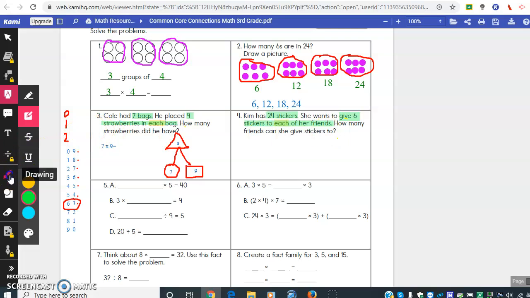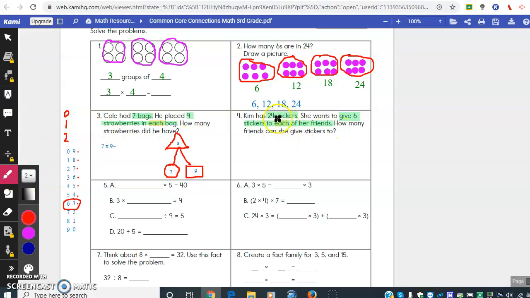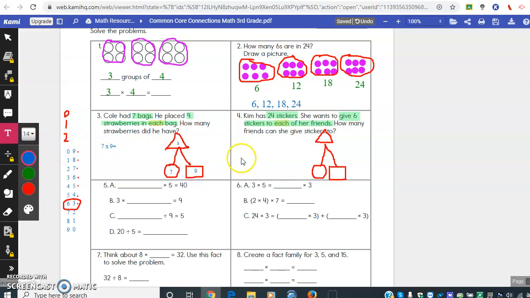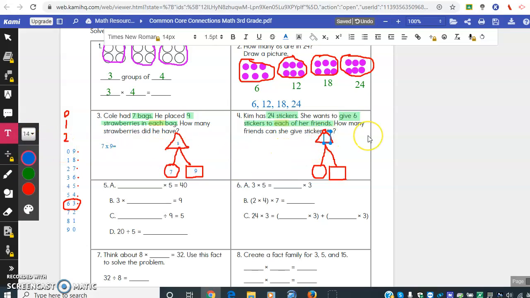So we're going to go ahead and set up our Math Mountain. Because I saw the word each, I'm going to set it up. I know that the top is my total. I know that the circle is where I put my groups. And I know that the square is where I put the number in each group. So I just need to figure out, okay, what goes where? Let's start with the 24 stickers. 24 stickers is the total amount of stickers that she has. So I'm going to put 24 up here in my total. She has 24 stickers.